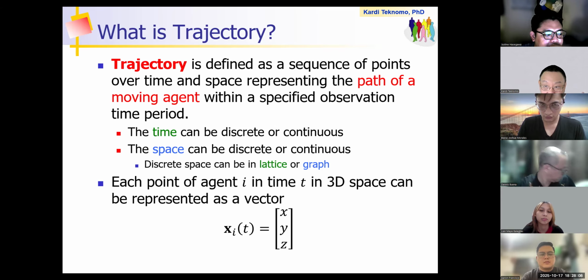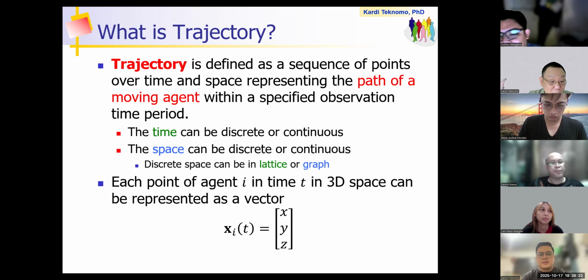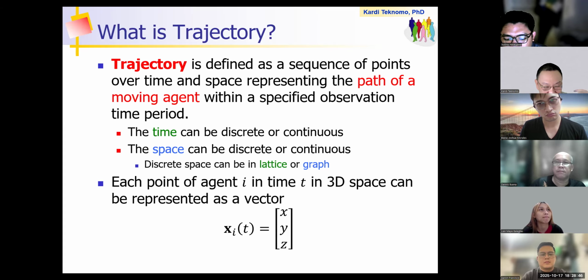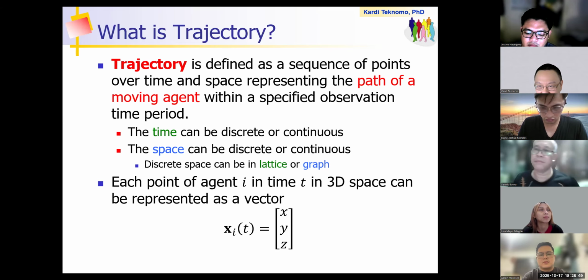The time can be discrete, can be continuous. The space can be discrete, can be continuous. It's not necessarily physical space. Later we'll see that we can put it very generally. In fact, in the past 25 years, this is my main study, trajectory, including in finance, including the IFN, starting from here, including the pedestrian studies. Everything starts from here.